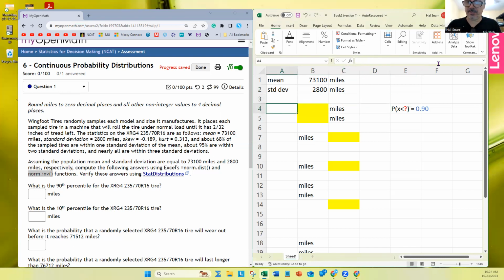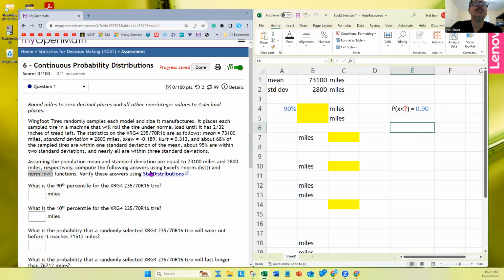We want to know the 90th percentile, right? So the question we want to answer is this one here. We want to know the number on the horizontal axis, such that the probability of being less than that number is 0.90. So this is the left tail probability.